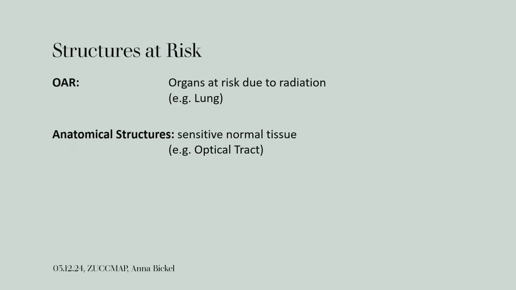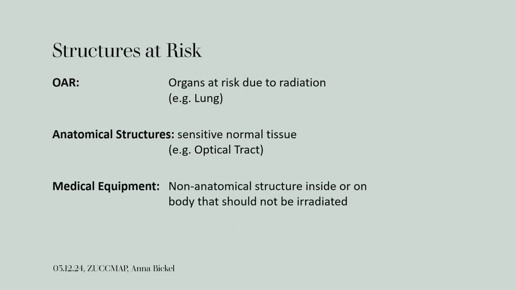So we need to be aware which ones we have. And the last is medical equipment, which is not an anatomical structure, but it's something inside or on the body, which we do not want to be irradiated. Examples would be an ostomy bag or screws. A lot of patients have surgeries before they come to get radiation, and you fix bones with screws a lot of the times, and we do not want to irradiate those screws because then the bones wouldn't grow back.